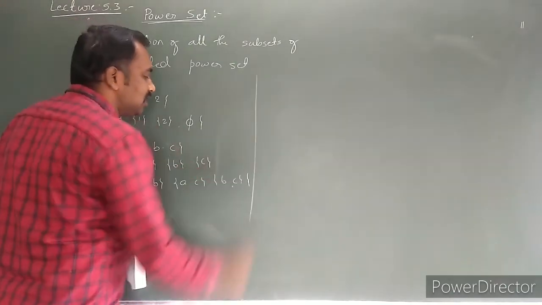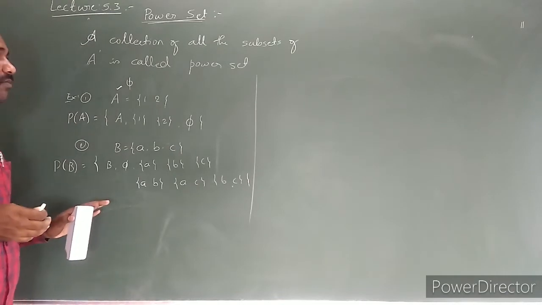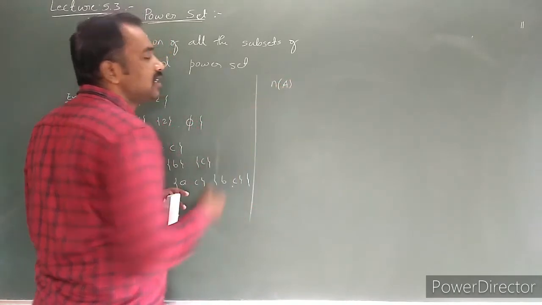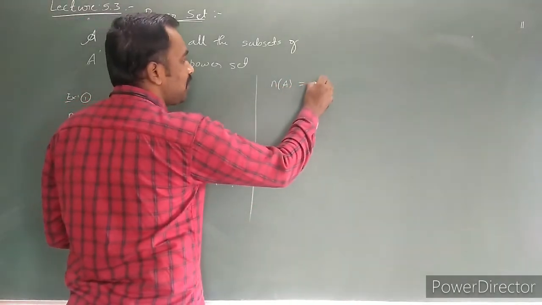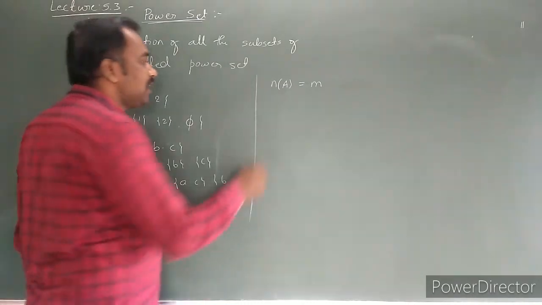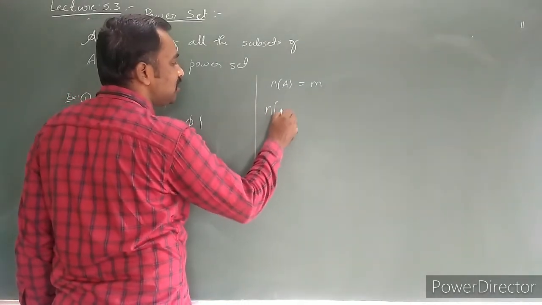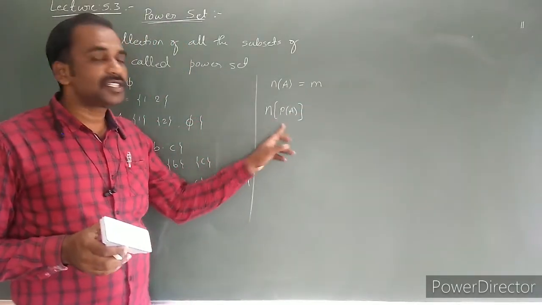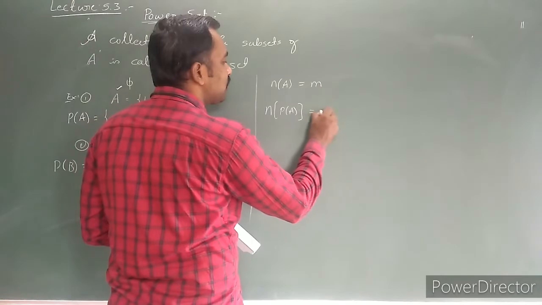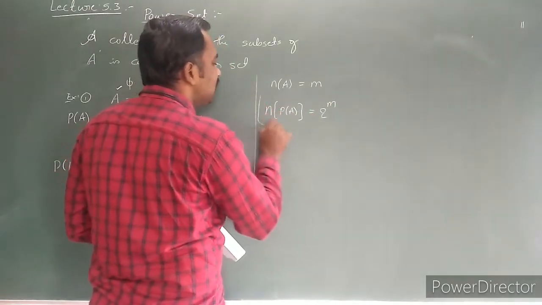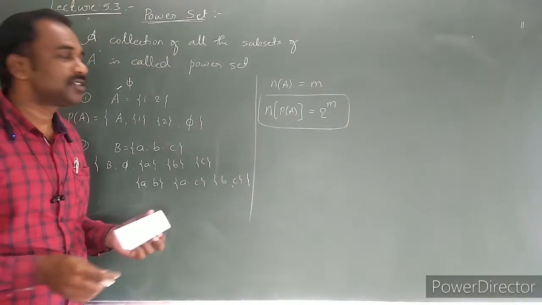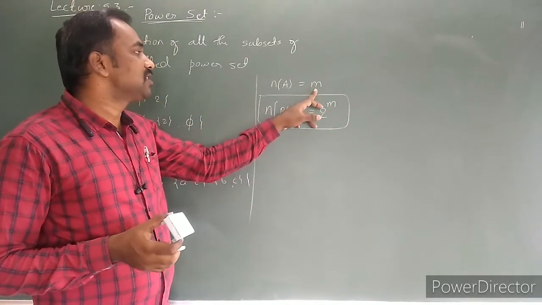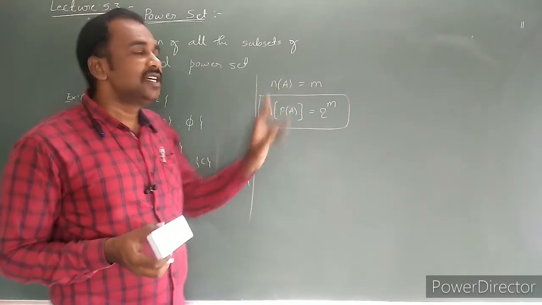Here, to find the number of elements of the power set, we already know the number of elements in a set A. For example, the number of elements in a set A is m. Now I need to get the number of elements present in the power set. To find this, it is sufficient to use the formula 2 power m. What is m? m is the number of elements present in the given set.